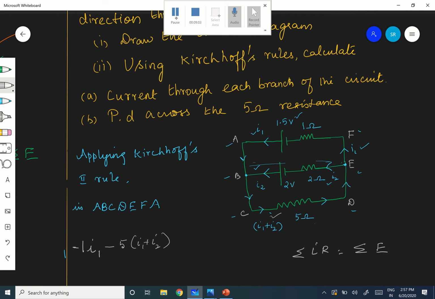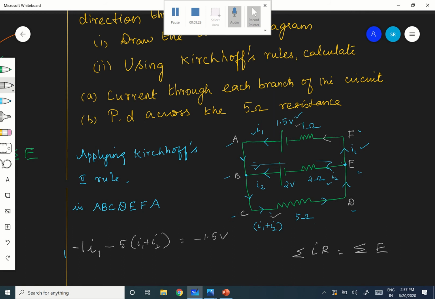And that should be equal to the EMF. The 1.5 volt EMF is in the anti-clockwise direction. The current is leaving from positive and entering negative here, but both conditions should be satisfied, and because it is in the anti-clockwise direction, it will be minus 1.5. For it to be positive, both conditions should be satisfied.